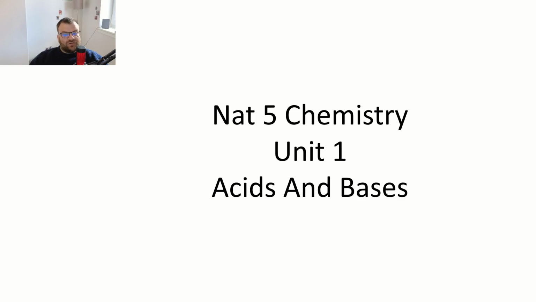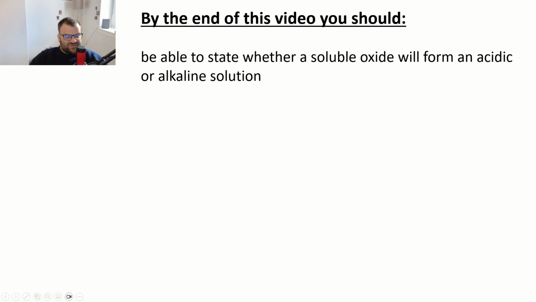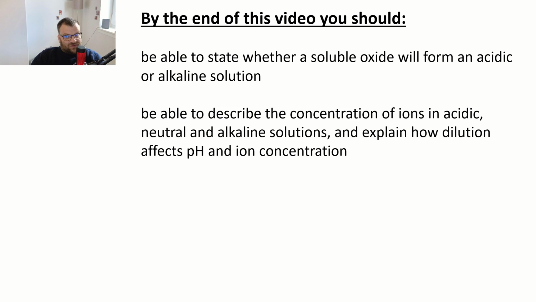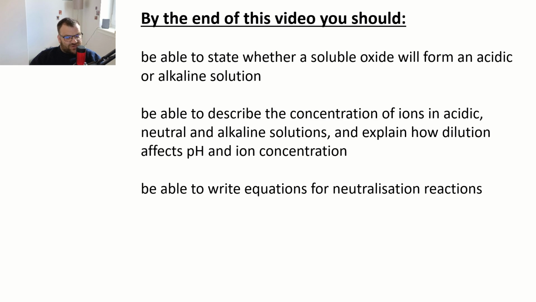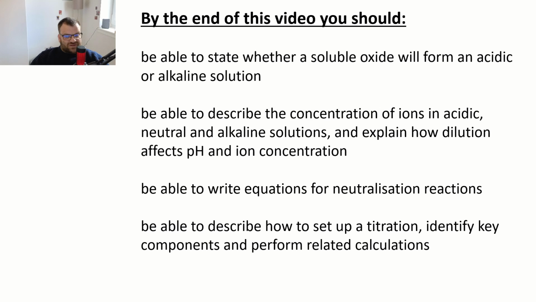In this video, I'll talk through the National 5 Chemistry Unit 1 topic of acids and bases. At the end of this video, you should be able to state whether a soluble oxide will form an acidic or alkaline solution, be able to describe the concentrations of the ions in acidic, neutral and alkaline solutions, and also explain what happens when you dilute these solutions, be able to write equations for neutralization reactions, be able to describe how to set up a titration, identify the key parts and components of a titration, and perform the calculations associated with titrations. First, we'll start with the pH scale.